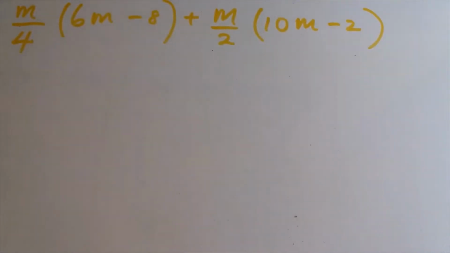Here we have an expression we're asked to expand. We have a quarter m, which is the same as m over 4 times 6m minus 8, and a half m, which is the same as m over 2 into 10m minus 2. One good way of approaching this is by first clearing or getting rid of the fractions. So if we multiply this whole expression by 4, let's see what we get.